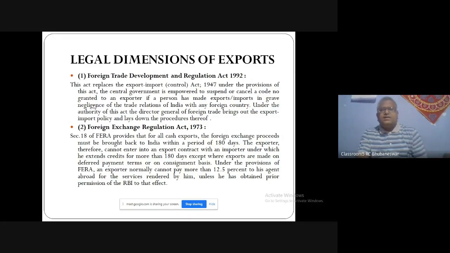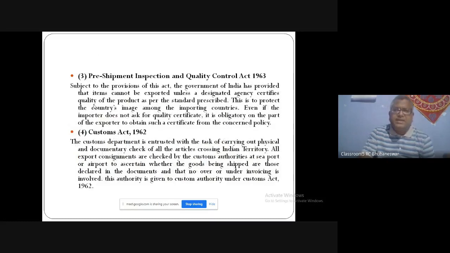Another one is the Pre-shipment Inspection and Quality Control Act, 1963. In particular, the designated agencies certify the quality of the product and the standard of the product. According to the image of the countries importing the goods and services, or promoting their business, they not only ask for the qualified certificate, but it is also one type of consistent policy there.